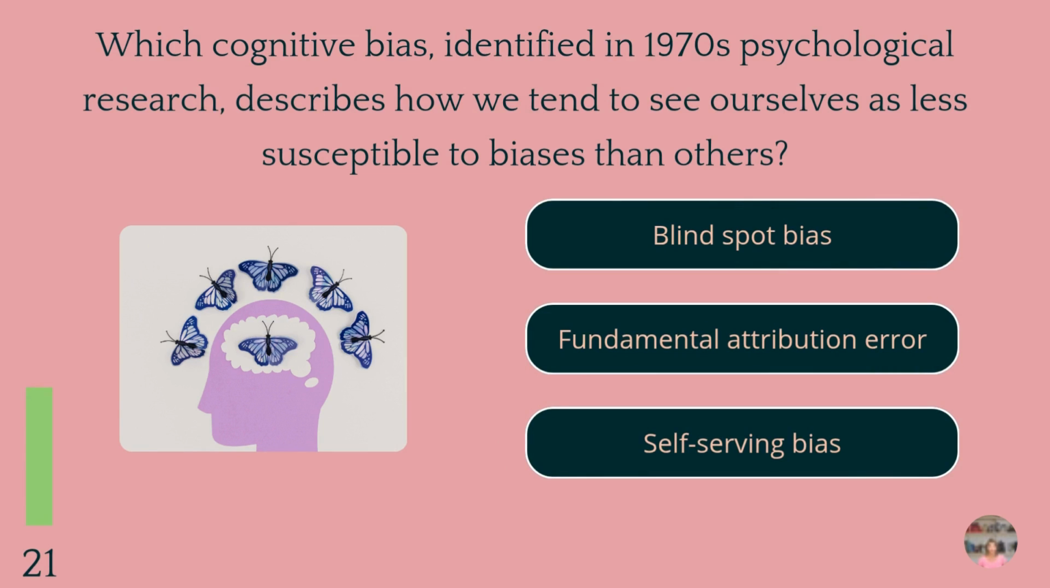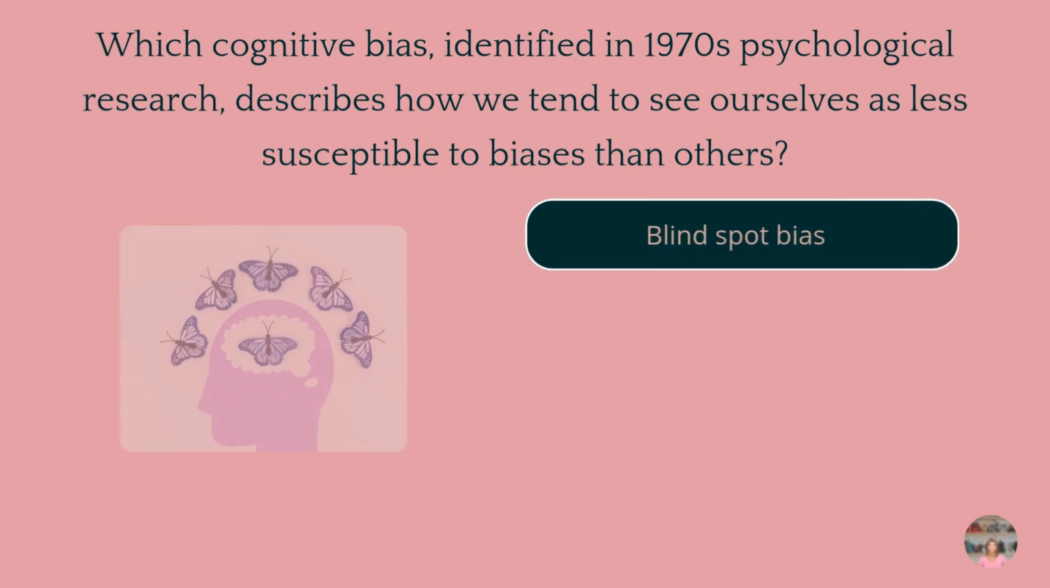Which cognitive bias describes how we tend to see ourselves as less susceptible to biases than others? Blind spot bias, fundamental attribution error, or self-serving bias? Blind spot bias.